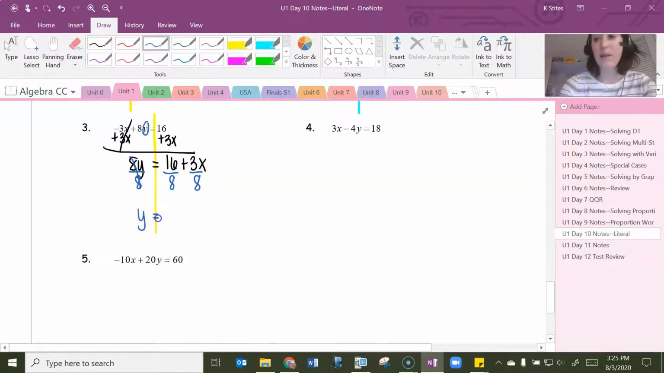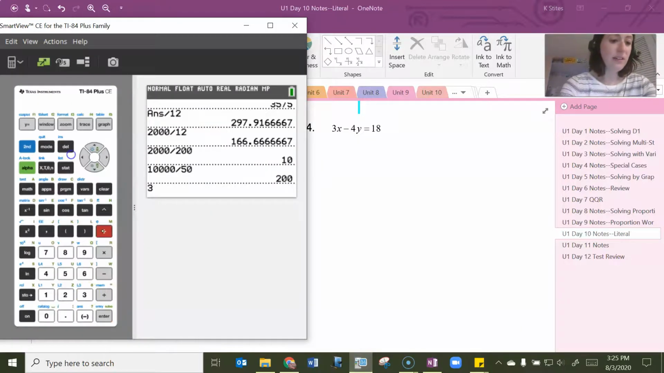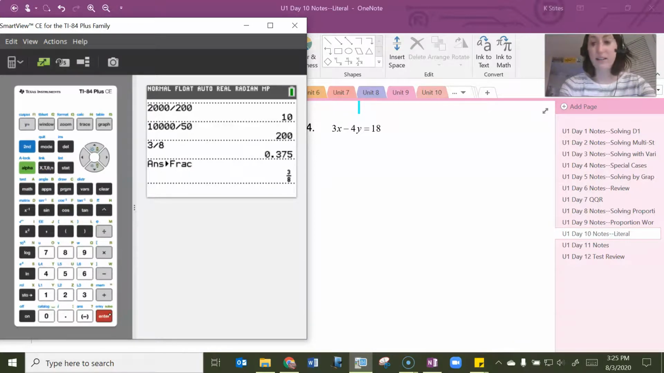And these types of problems, we're going to go back to MathFrac. Okay, we want to leave simplified fraction answers. 16 divided by 8 is just 2. 3 over 8, if you type it in your calculator in MathFrac, it's still a 3 over 8. Don't lose your x. Okay, if you don't believe me, I'll show you. 3 divided by 8, MathFrac, still 3/8.